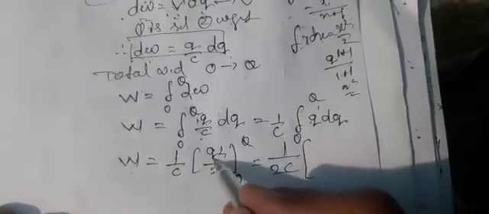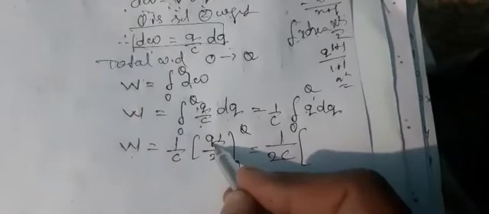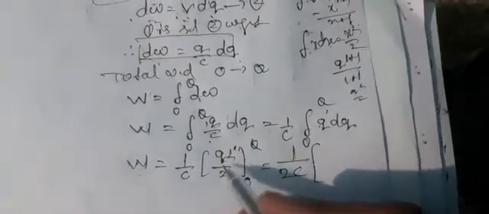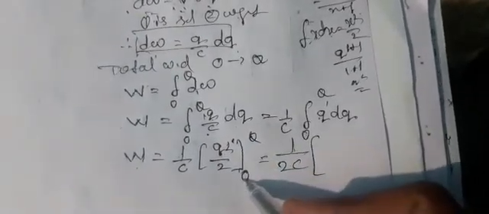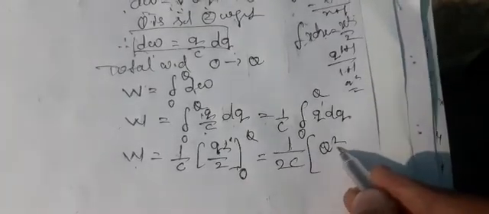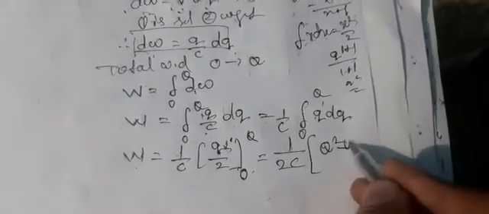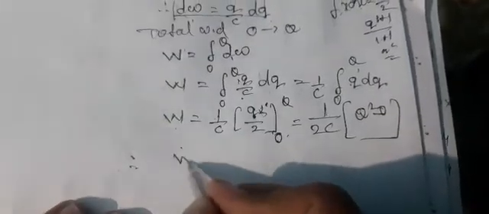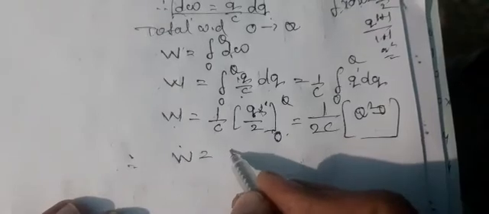The 2 is taken outside, giving 1 by 2C, bracket open. The q is replaced by the upper limit and by the lower limit: q square, upper limit, minus the lower limit 0. Therefore the work done is equal to q square by 2C.